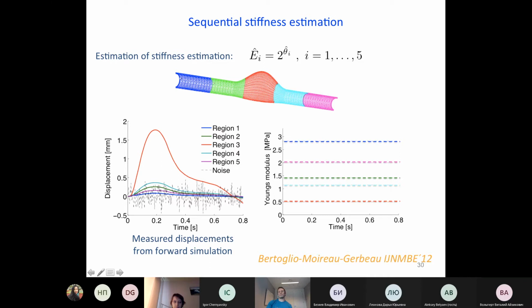So when you start the Kalman filter from the same value, for example, of the Young's modulus for all regions, then over time you converge to the values. When you have good SNR, you converge very well to the right value. When you have poor SNR, your results are worse. So this basically has several examples in one.